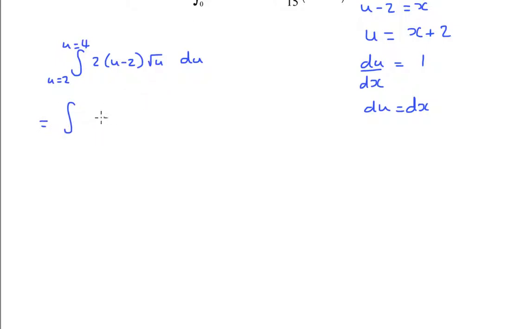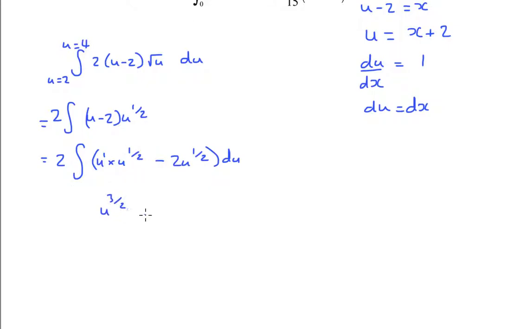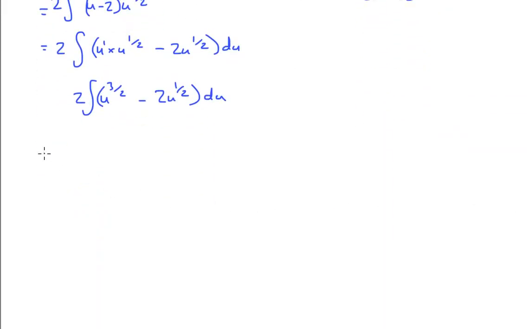As I said, we can write this as a power of a half. I can even put the 2 outside, get that out of the way. 2 times u minus 2 times u to the half. And expand the brackets, we're going to get u times u to the half, which I'll sort out in a second, minus 2u to the half. u times u to the half, that's a power of 1, so if we add the powers, that's 3 over 2. And that's easy to integrate. That's just add 1 to the power, divide by the new power. Nice and straightforward. So if we do that, we're going to get u to the 5 over 2 divided by 5 over 2, or times by 2/5.